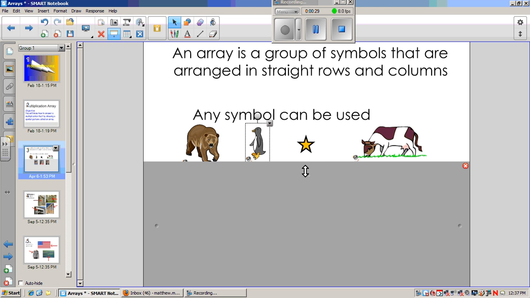And it can be any type of symbol. So we've got some examples here. It could be a bear, and people love these sound effects, so I'm going to try and play it for you.